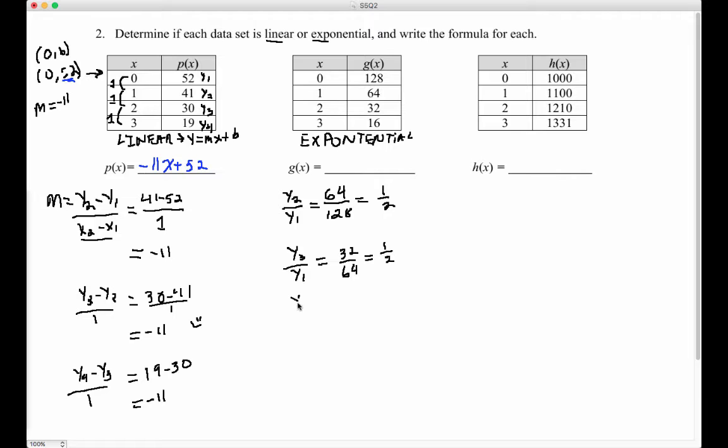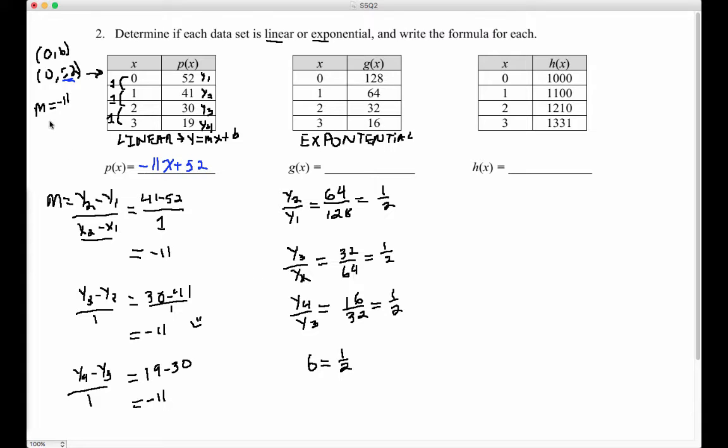And last but not least, if we look at y sub 4 divided by y sub 3, we end up with 16 divided by 32, which again is equal to 1/2. Okay, so that's cool because now we know that the base in our exponential function, our base b, is going to be equal to 1/2.